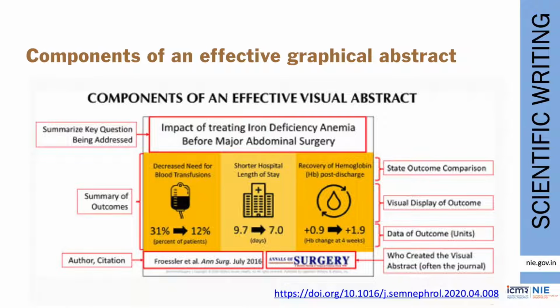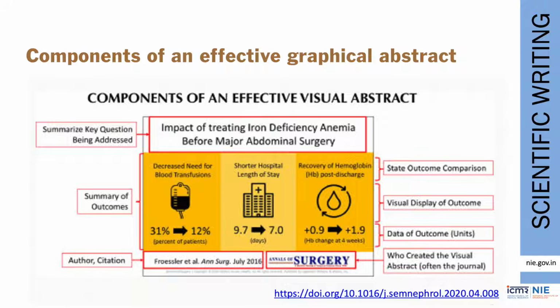Similarly, for the other outcomes pertaining to hospital stay and pertaining to the recovery of hemoglobin post-discharge, similar outcome data has been explicitly mentioned. So whenever you are giving a graphical abstract, the outcome data should be explicitly mentioned as part of your graphical abstract. Also, it is a good practice to give the citation of the authors and also information about who created the visual abstract.